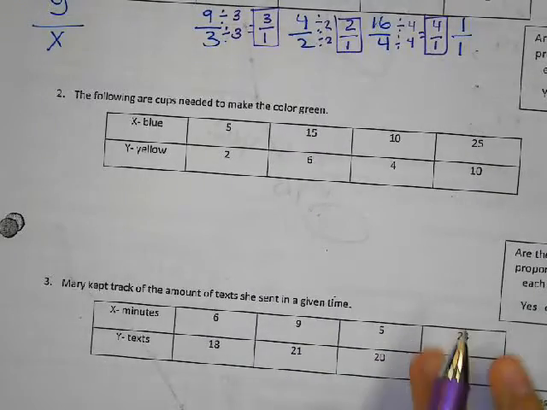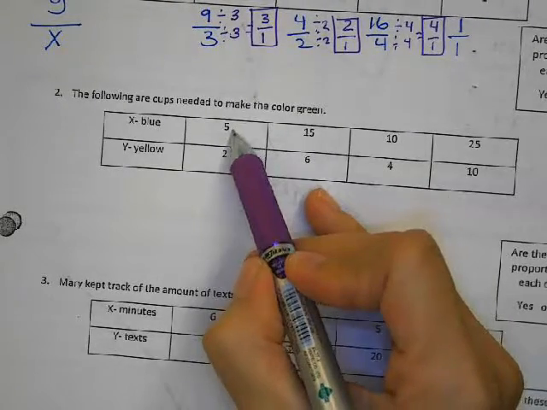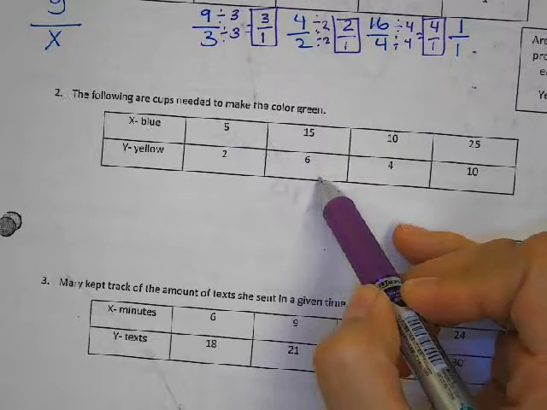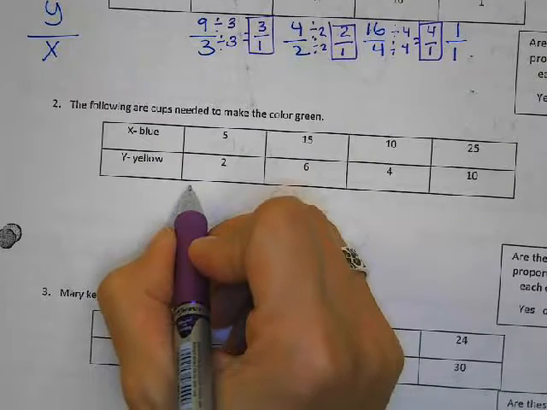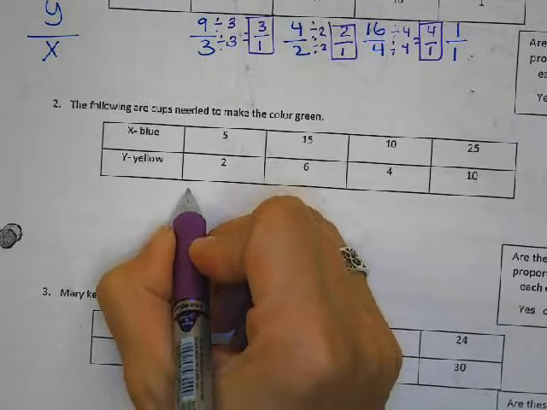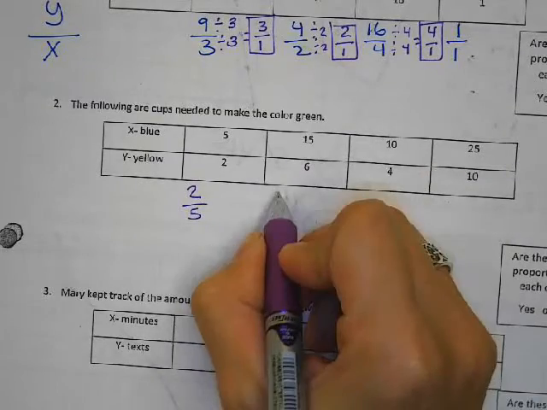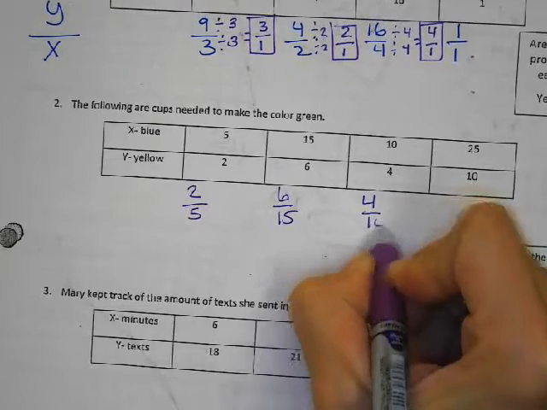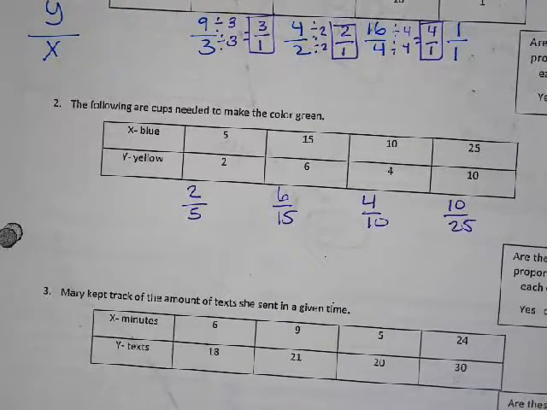All right, number 2. The following are cups needed to make the color green. If I have 5 cups of blue, I need 2 cups of yellow. If I have 15 cups of blue, I need 6 cups of yellow, and so on. So, what's my first fraction? What do I write on top? Good. Order matters. Okay, now we have to simplify.